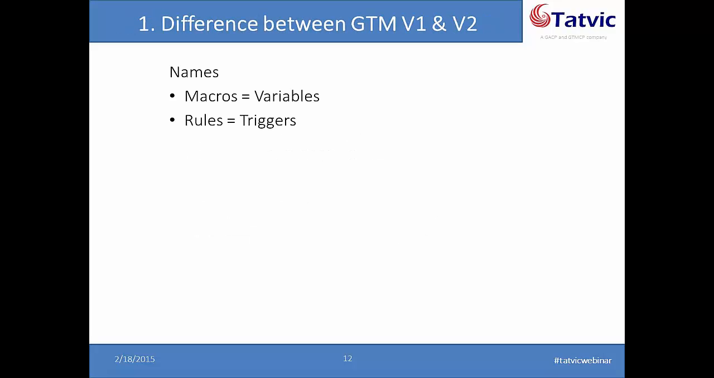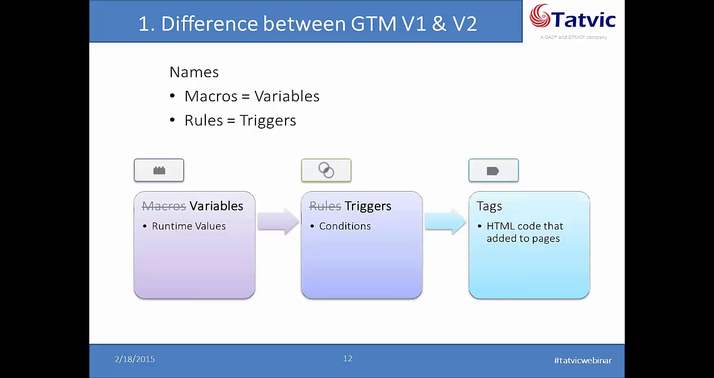So macros are now variables. I quite like this change because, coming from an Excel background, the first thing I think of when I think of a macro is something that does stuff, whereas in fact it's closer to a cell in Excel or a field. So that change makes a lot of sense to me. And then rules changed to triggers, which is something that does stuff, so that's pretty intuitive. But it's still the case that a tag is controlled by a trigger and a trigger is controlled by a variable.